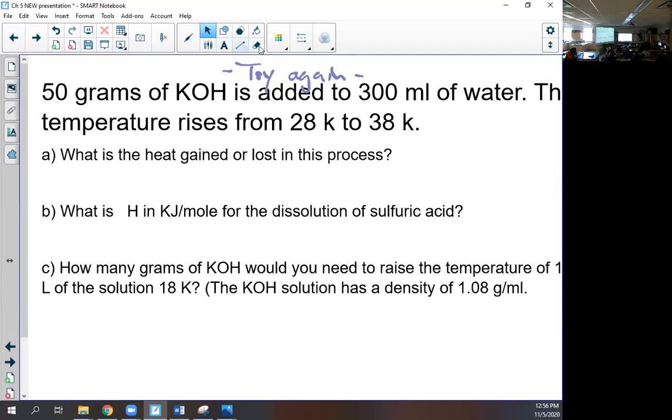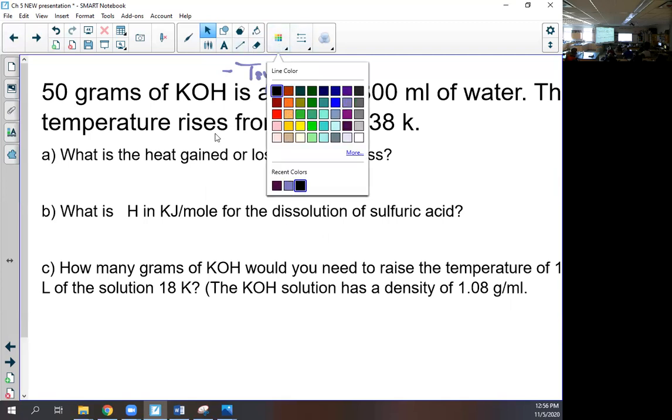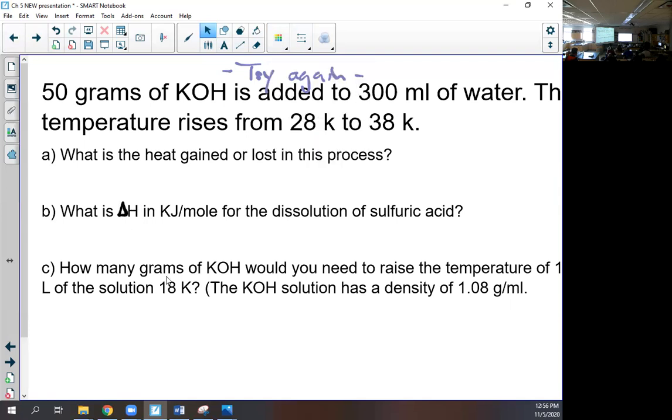Oh, delta is impossible to type in this program, so there's a little delta that's missing right here. So isn't it the same? It's the same process as all that over there.